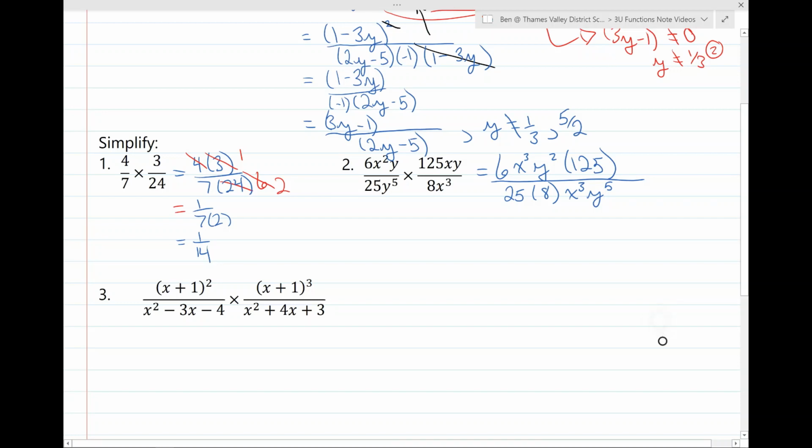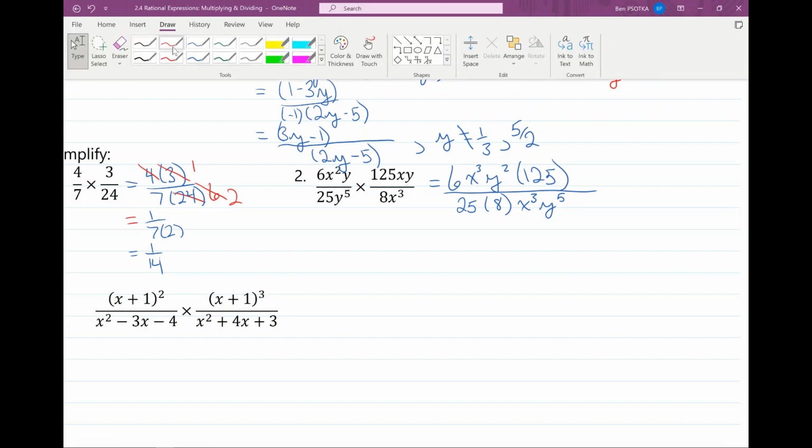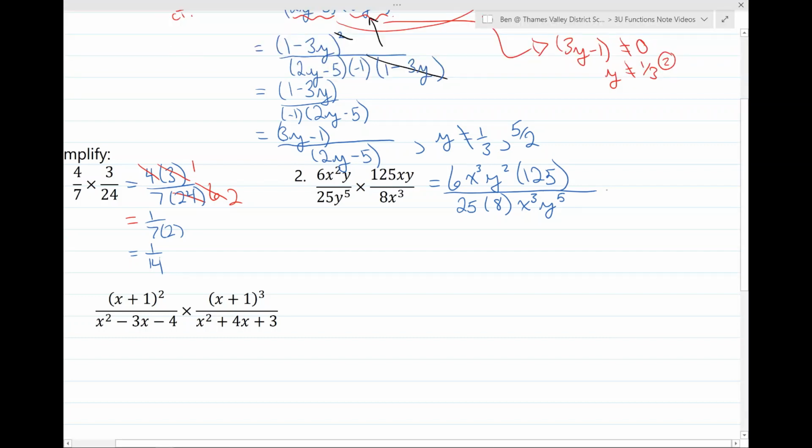Now, I notice here that I can perform some divisions and some cancellations, but I'm not allowed to do that until I state my restrictions. So we'll state our restrictions here. Remember, we get our restrictions from the factors in the denominator. If a factor in the denominator just has a coefficient like 25 or 8, if there's no variable involved, there's going to be no restriction involved, because no matter what x or y equal, 25 will always equal 25, 8 will always equal 8.